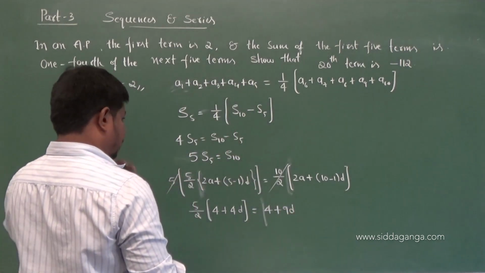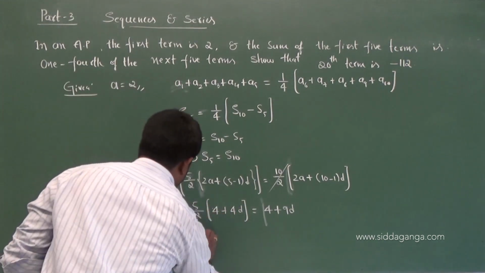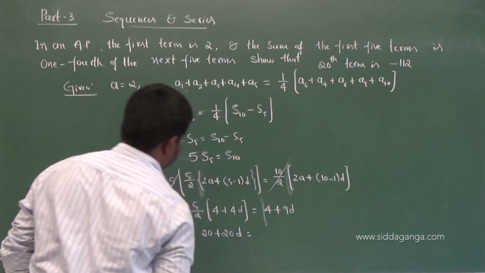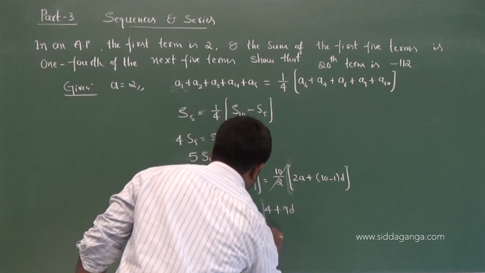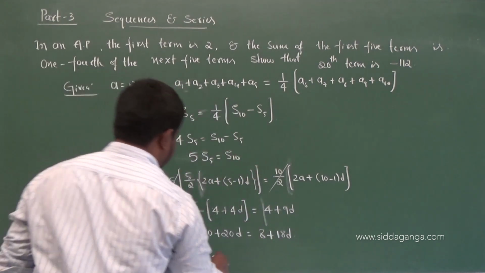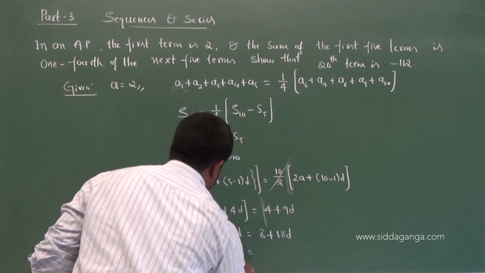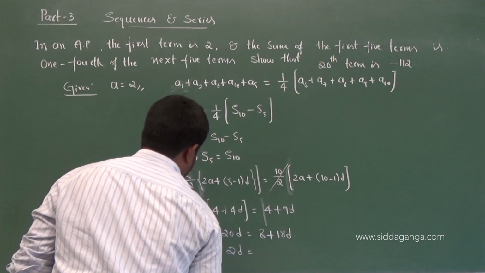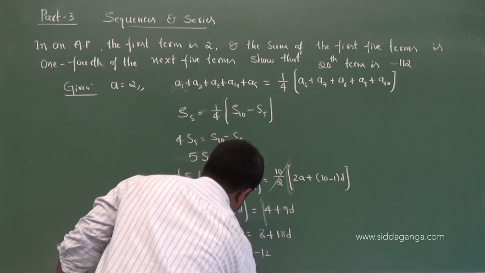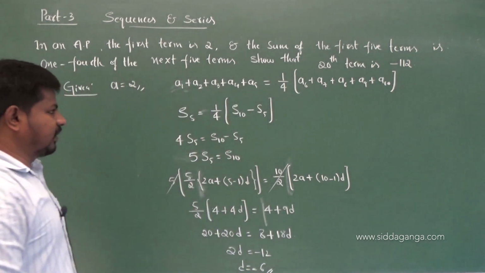Okay. Now you get what? On cross multiplication, 20 plus 20d is equal to 8 plus 18d. So 20d minus 18d, 2d is equal to 8 minus 20, that is minus 12. So you get d is equal to minus 6. So common difference is minus 6.